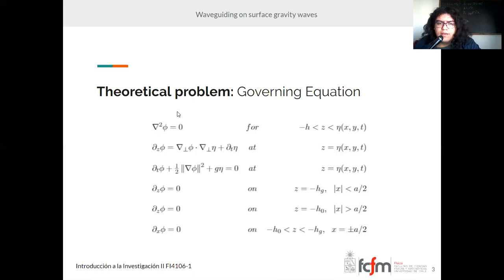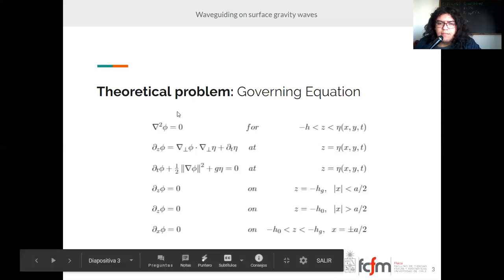Then we have a kinematic boundary condition that is valid at the surface of the water. Then we have a dynamical boundary condition at the surface of the water. And this is a kinematic boundary condition at the bottom over the waveguide in this case, and the same but outside of the waveguide in this case. And finally, we have this kinematic boundary condition at the change of depth.